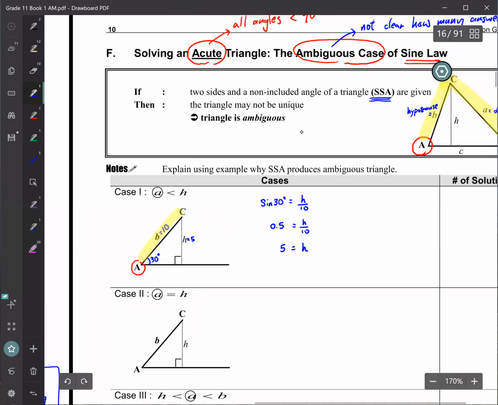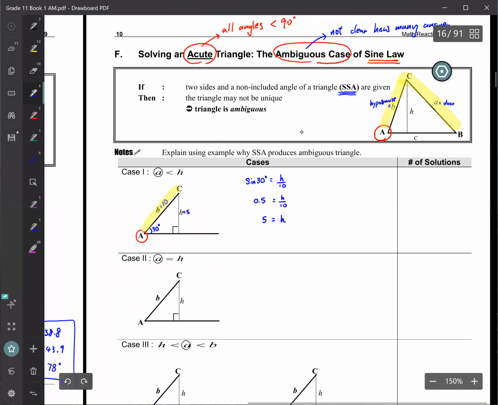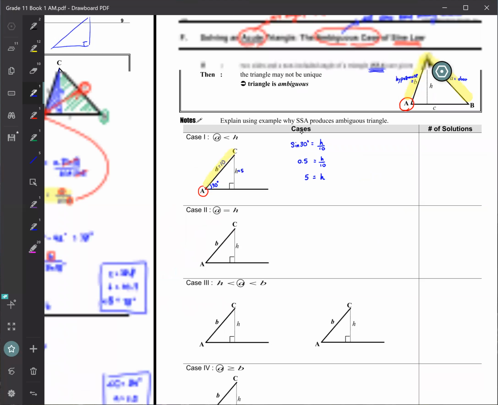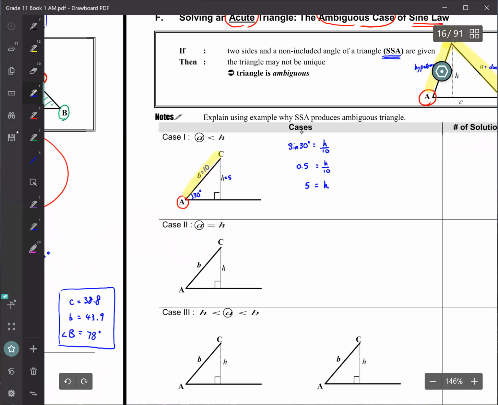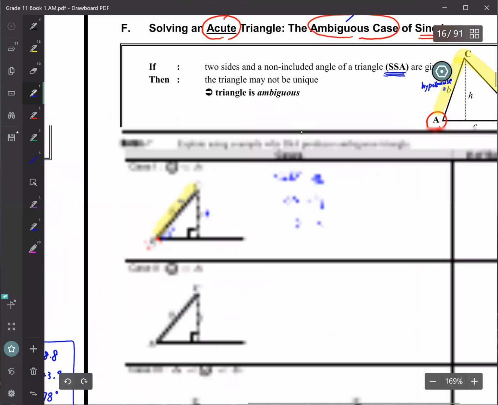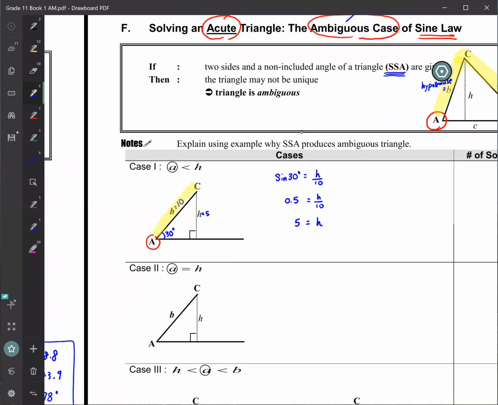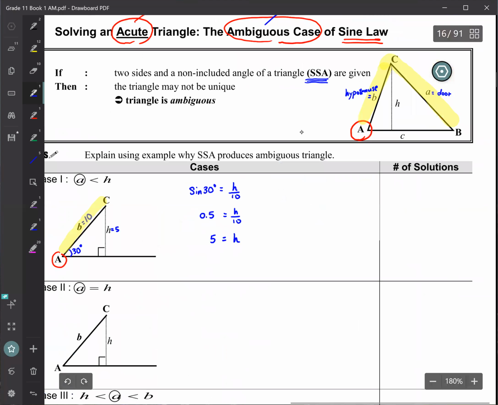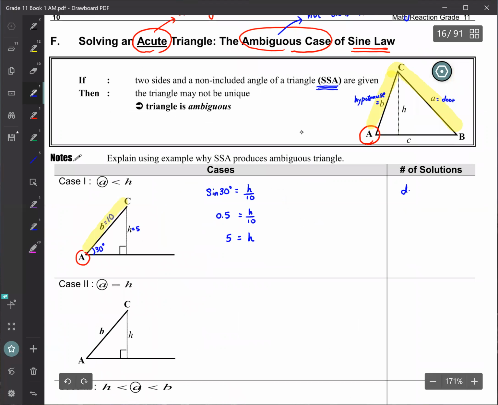Now we'll look at the side, okay? Look at the different cases. The first case is when A, the door, the one that I call the door, is smaller than height, right? This one is on the right side, you can write it down. The door smaller than height.